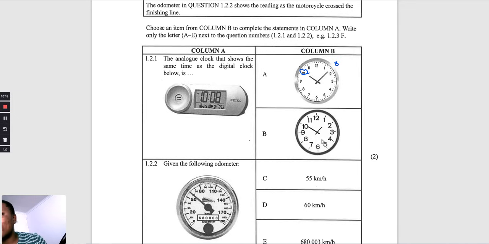But then when we come here, the bigger arrow is pointing at 10, and then the smaller arrow is pointing somewhere between here. That means the time here is going to be 12:50. That means the time here is 10 minutes to 1. Okay, so the correct answer there is A.